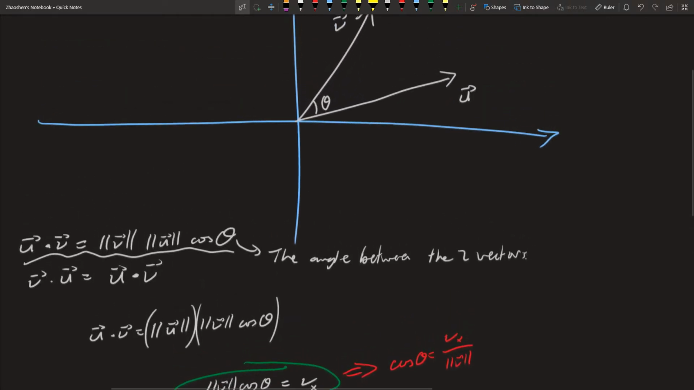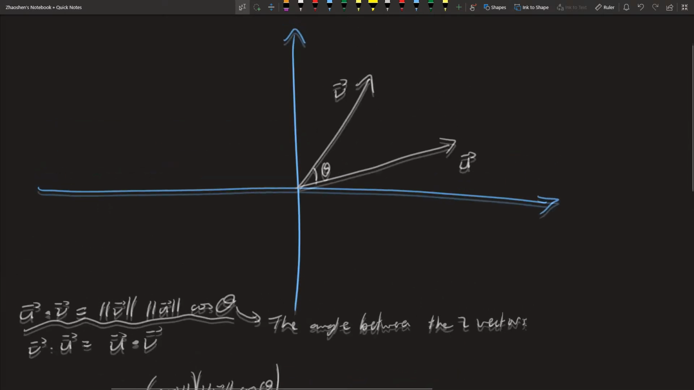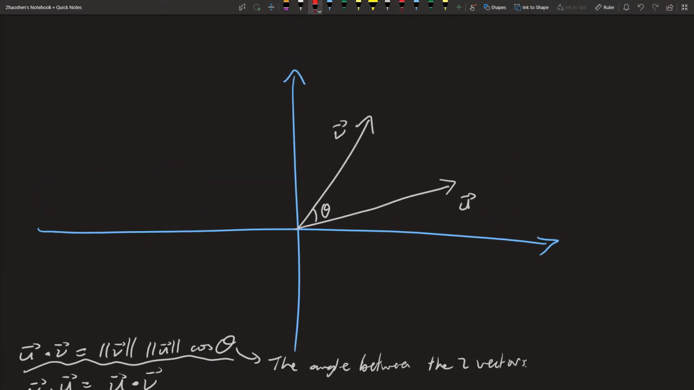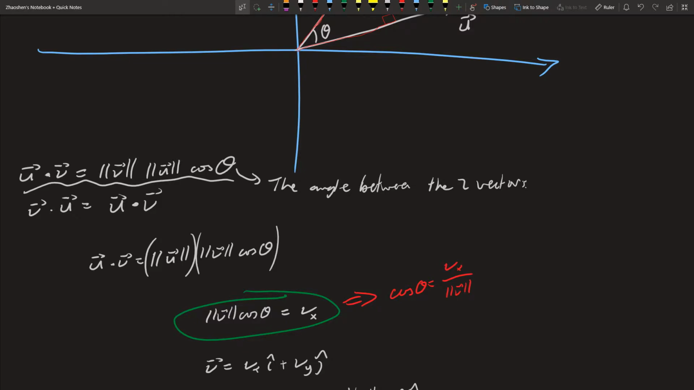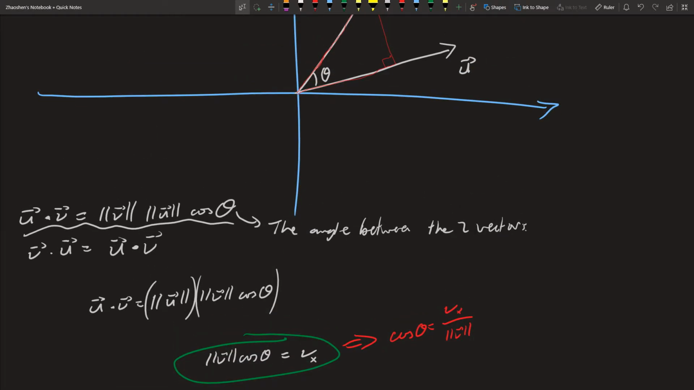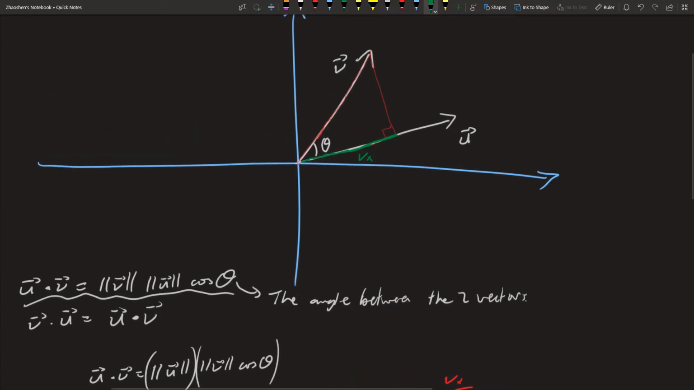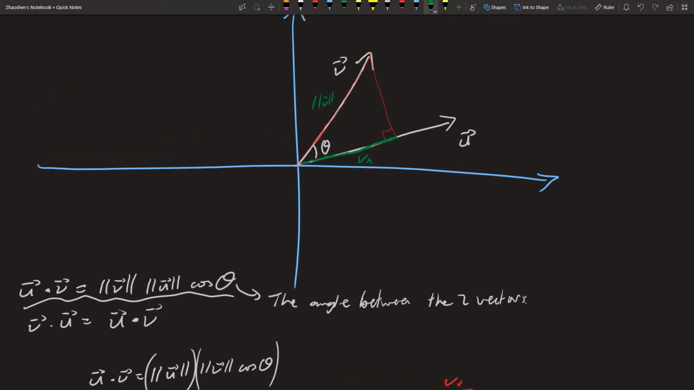So I'll try to create a triangle. The triangle will be something like this. This will be the hypotenuse, and this is a right triangle, because cosine is defined by the right triangle. Anyways, v sub x is the adjacent. That means this length right here is v sub x, and of course this is the magnitude of v. The length of the hypotenuse is the magnitude of v.